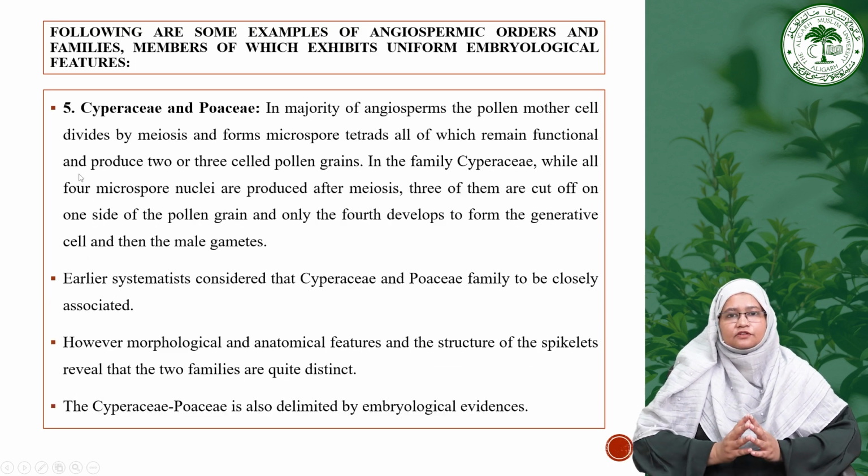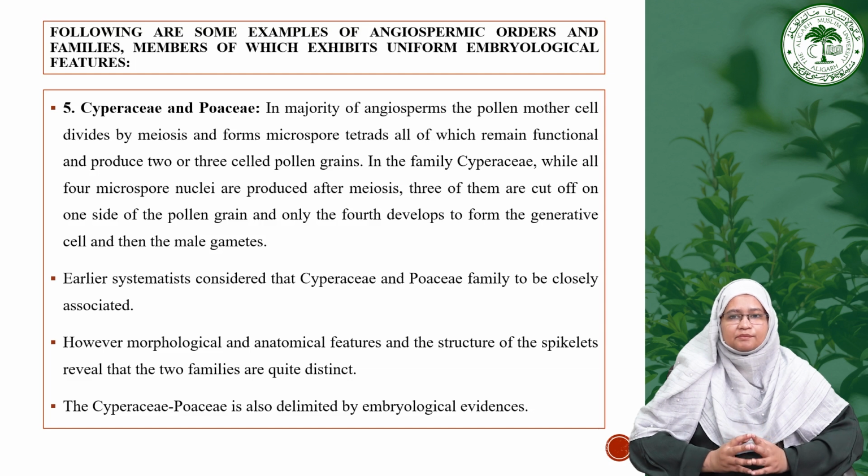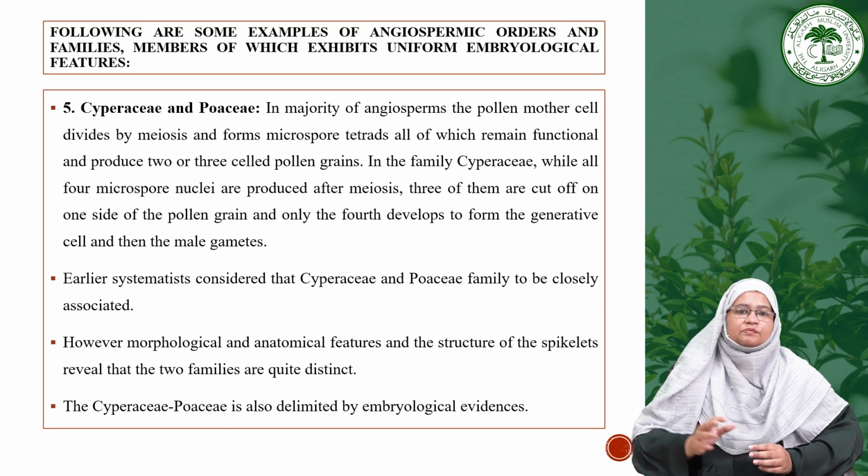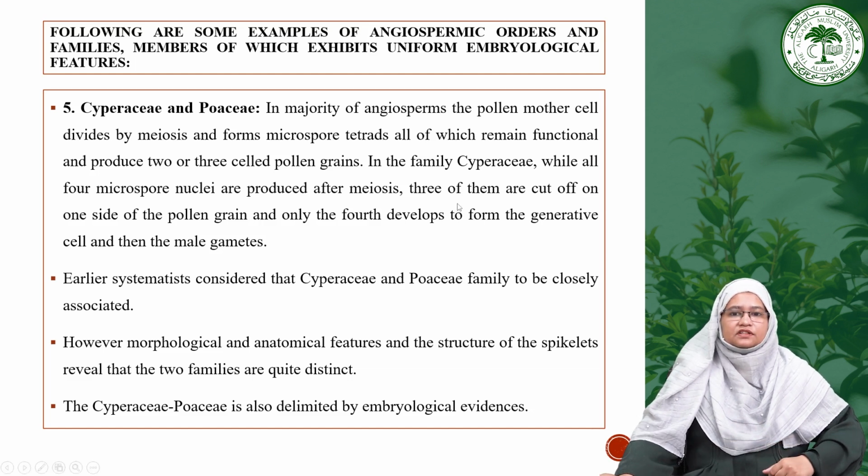Then the next group, that is the Cypressae and Poaceae. In the majority of the angiosperms, the pollen mother cell divides by meiosis into 4 microscopic tetrads, and all of which remain functional and produce 2 or 3 celled pollen grains. But in the family Cypressae, while all the microspore nuclei are produced after meiosis, 3 of them are cut off on one side of the pollen grain, and only one of the 4 develops to form a generative cell and then male gametes.